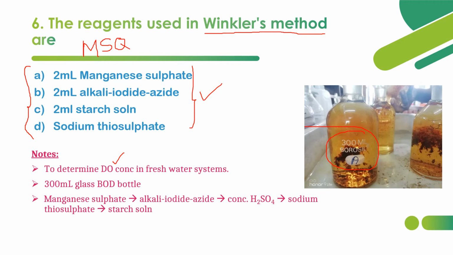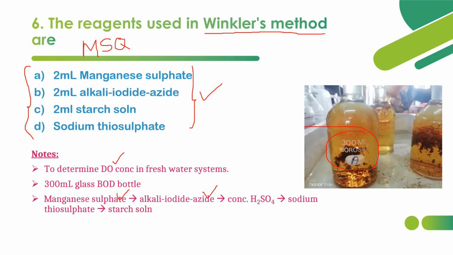And then we have to add the alkali iodide azide reagent. So first manganese sulfate is added, and then the alkali iodide azide reagent is added in the same manner, that is pipetting out the reagent and adding it, and the sample is mixed by inverting it several times. So the sample is now mixed.